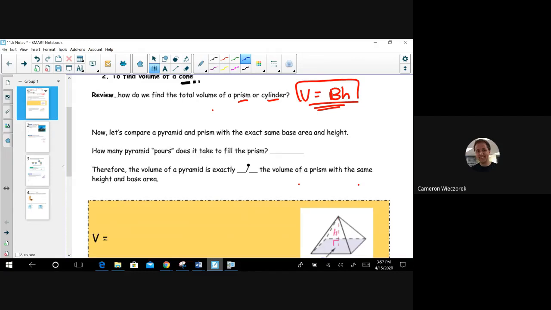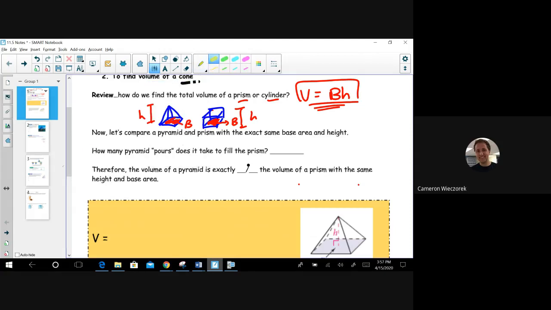What I'm going to do is draw a pyramid that has the same height and the same base area as a prism. Obviously, they're different shapes, but I can make the base areas equal and I can make the heights equal. So in my picture here, say this little square on the bottom has the same base area as this square on the bottom, capital B. And let's say these two shapes have the exact same height.